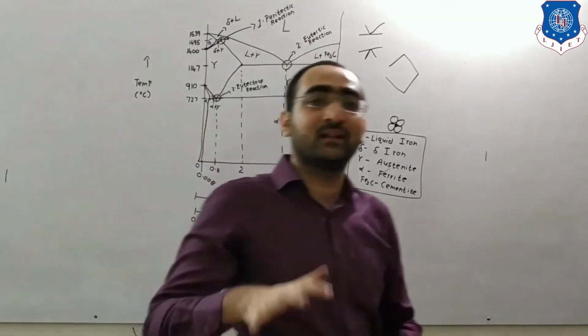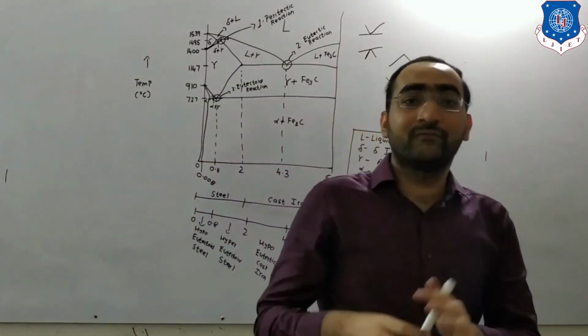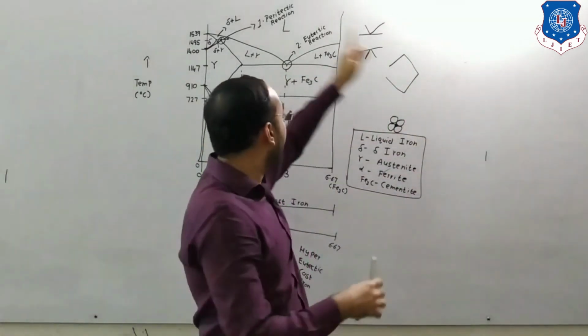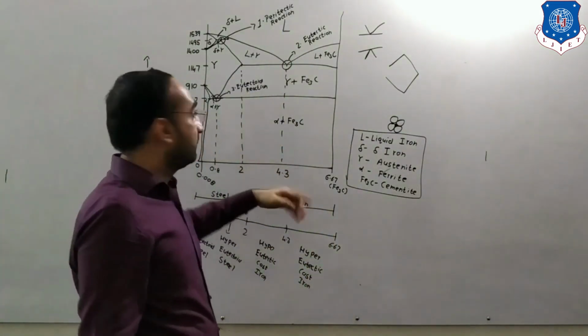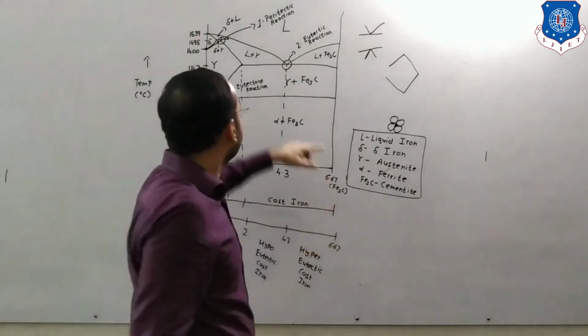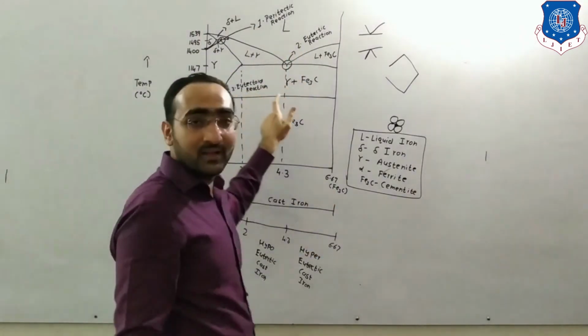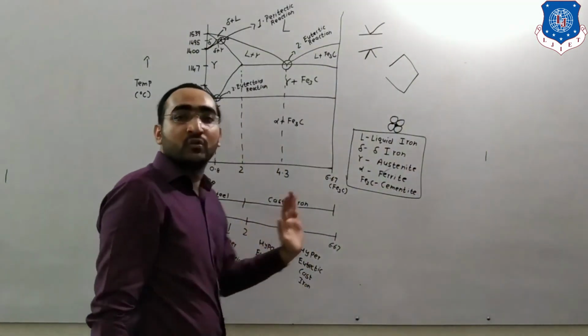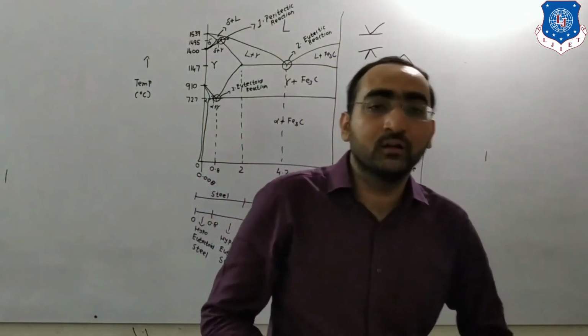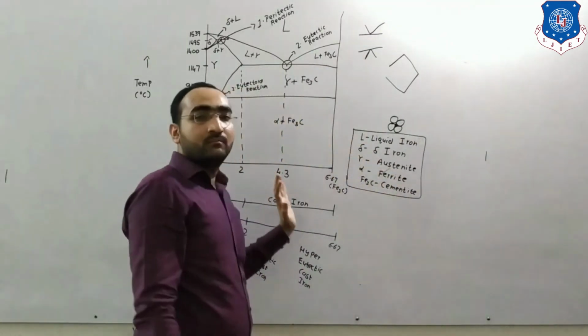So basically there are 6 steps. First one, a rough drawing of your diagram. Second, labeling of the phases. The third one, the percentage carbon line. Fourth one, the temperature line. Fifth one, the 3 reactions occurring in the diagram. And the last one, classification. So in this way, we can draw the iron carbon equilibrium diagram.